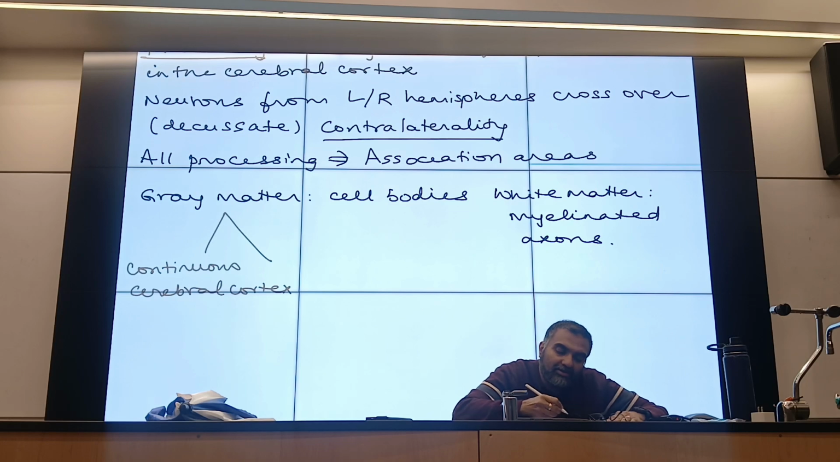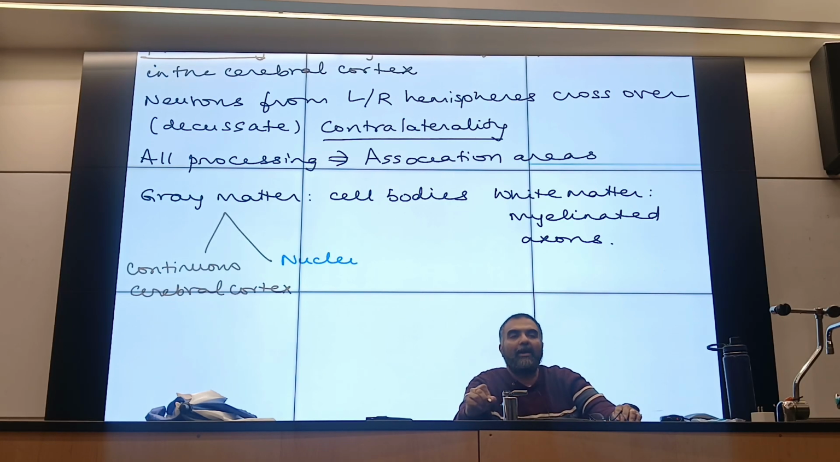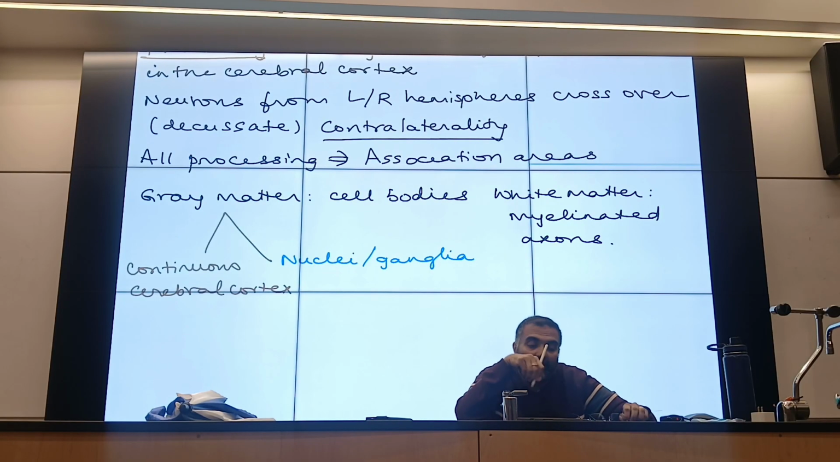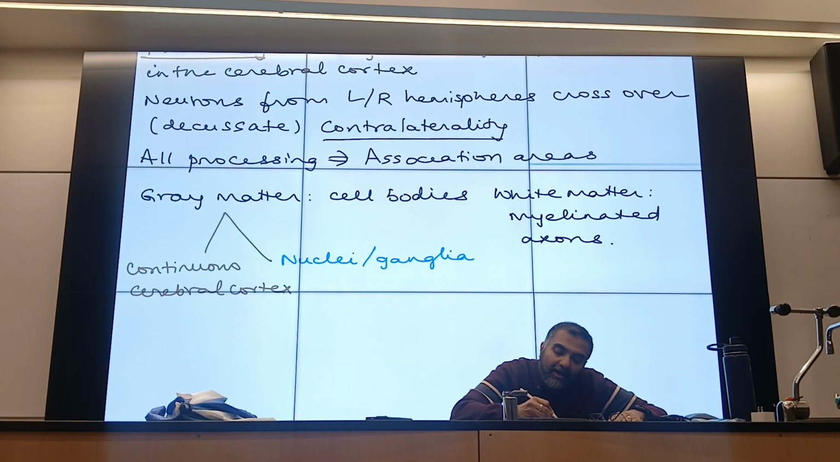Or they can be arranged as nuclei. Gray matter can be arranged as nuclei or ganglia, okay? They're not the same thing. So nuclei are found in the central nervous system, and ganglia are found in the peripheral nervous system.